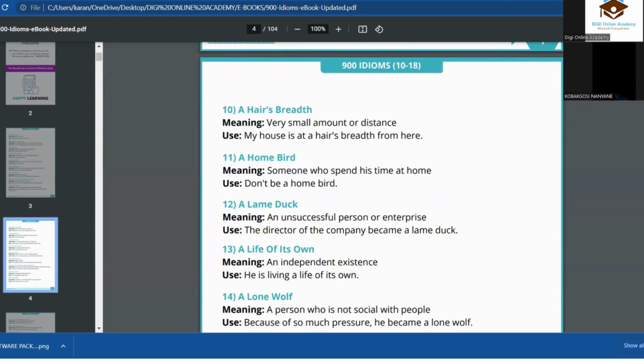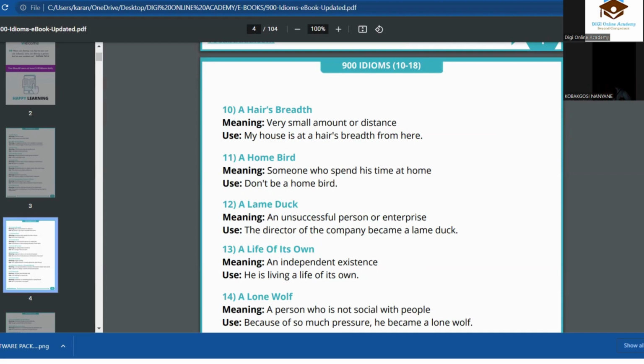a hair's breadth: a very small amount or distance. It's like a thin hair, a very little bit. So my house is a hair's breadth from here. Anything which is closer to you right now, you can use a hair's breadth in that sentence. Going to work is a hair's breadth because I stay within the unit. Very good, David. Good job. So you understood. It is hair thin, a very small amount or very small distance. It can be used for small amounts or for distance.